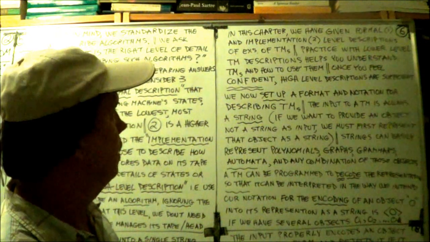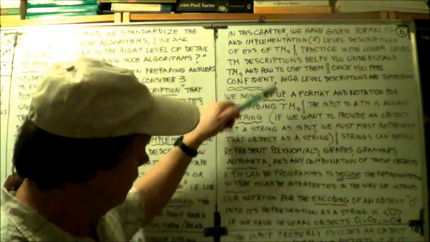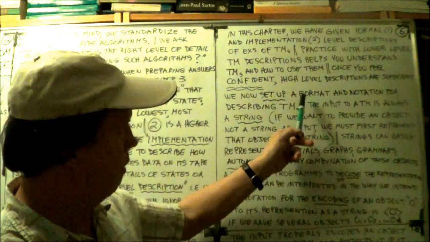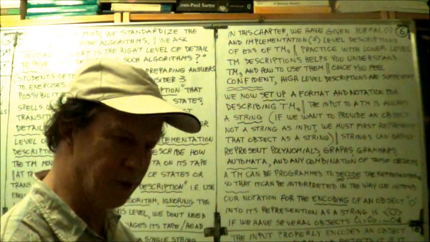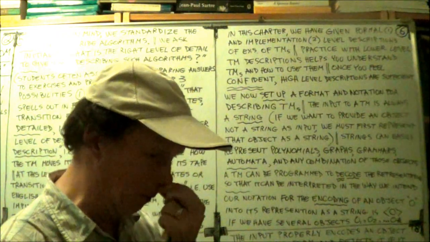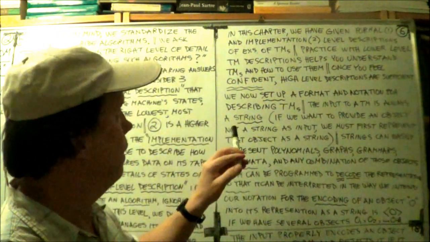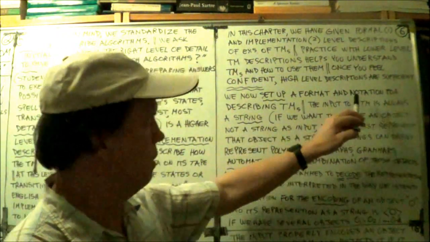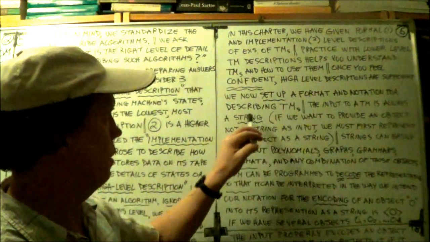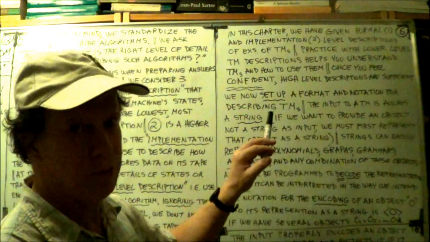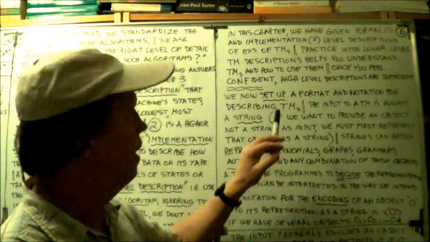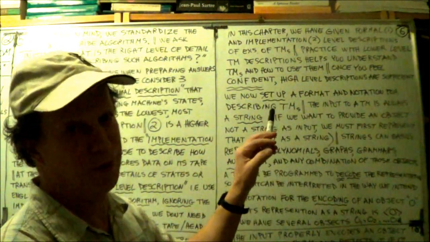And so the process now is we're going to set up a format, the way it's written out on the page, so to speak, a description of an algorithm, and a notation that we'll use for describing Turing machines. Turing machines, algorithms, well, they're pretty much synonymous from now on.